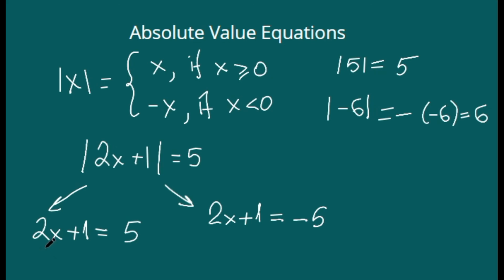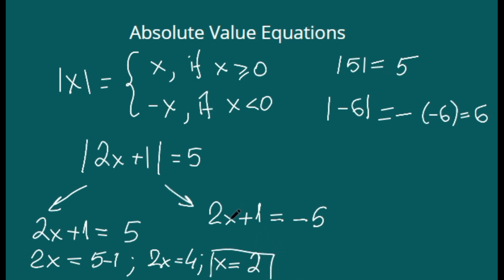Let's solve it. 2x equals 5 minus 1. We transfer this 1 with the opposite sign to the right side, and it means 2x equals 4, and x equals 4 over 2, which is 2. It's our first solution.